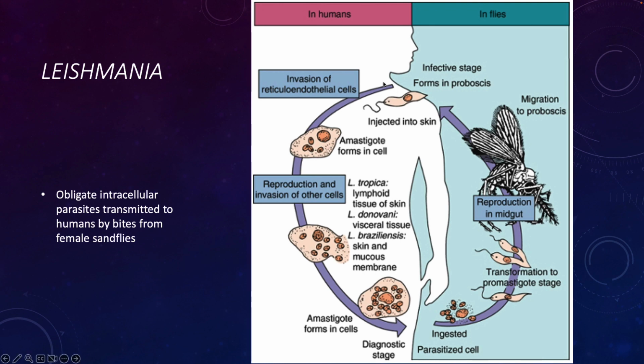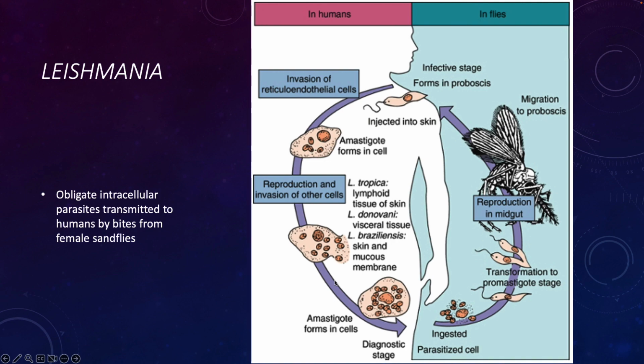So a patient acquires the infection from a bite. The stage that's infectious in humans is injected into the skin. It will undergo a transformation into another stage of its life cycle, and then it can reproduce and invade other cells. Depending on the species of Leishmania, it depends on where the parasite likes to go. So it can go to lymphoid tissue in the skin, visceral tissue, or skin and mucous membranes. And eventually, if a patient is bitten by another sandfly, the sandfly can pick up the parasite and transmit it again.